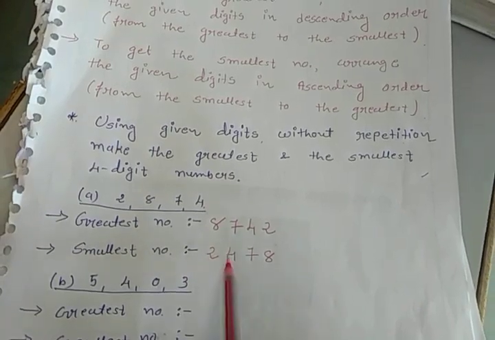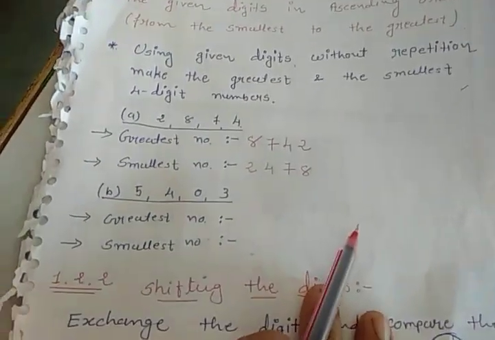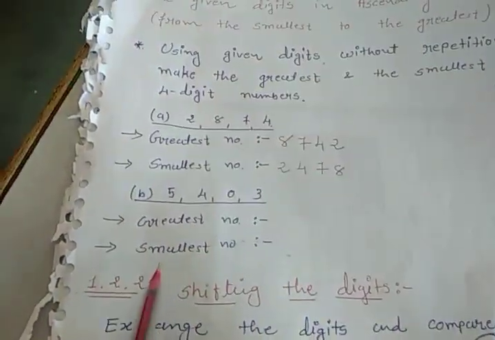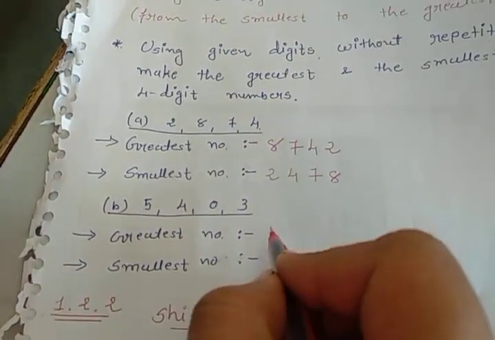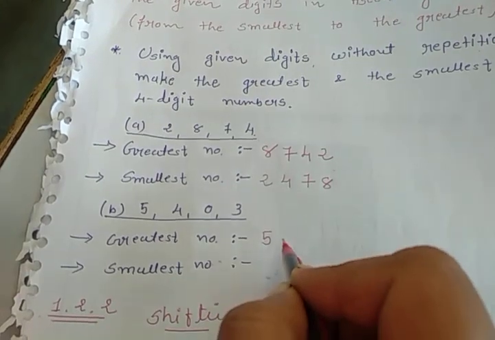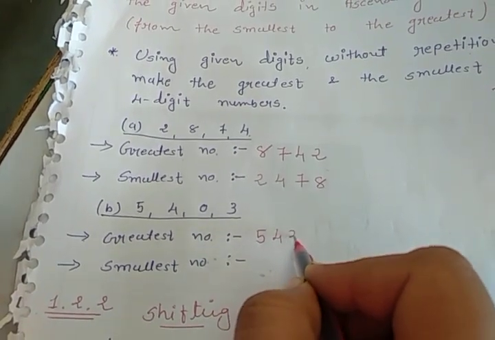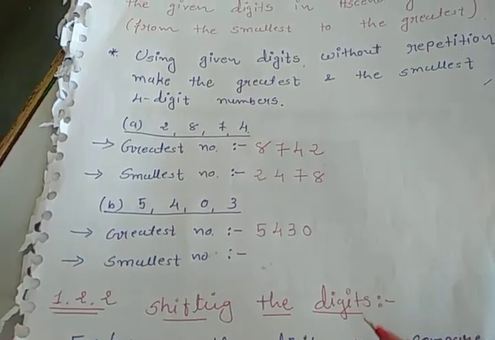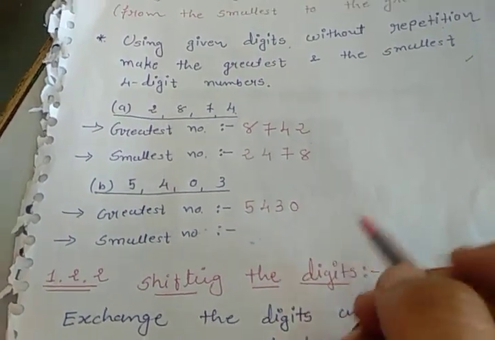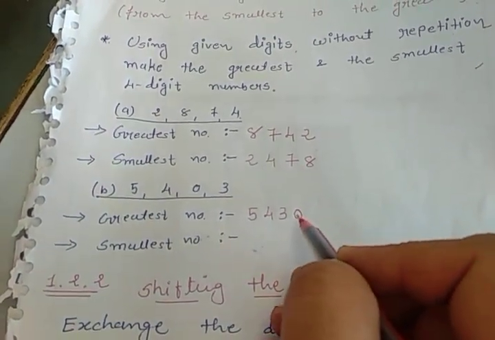8742, 2478. Okay. Next is 5403. The greatest number. Again descending order. 5, then 4, then 3, and then 0. 5430. Now smallest number. But see, our smallest digit is 0.